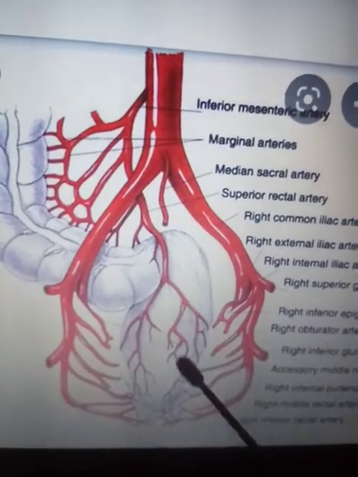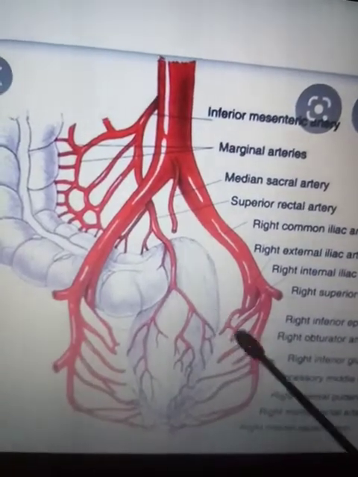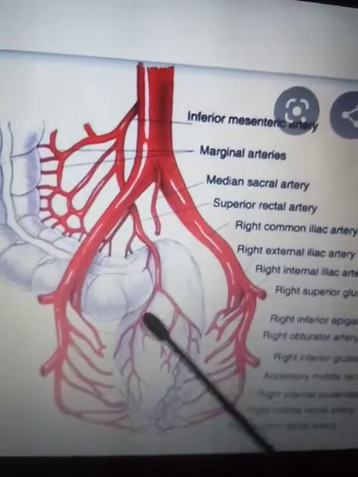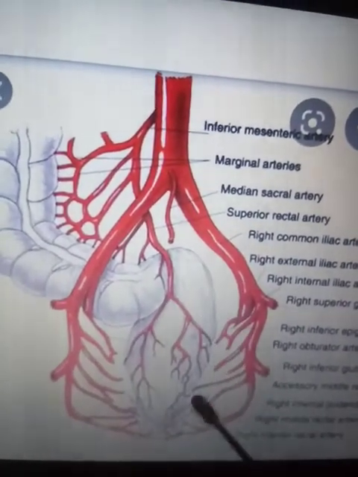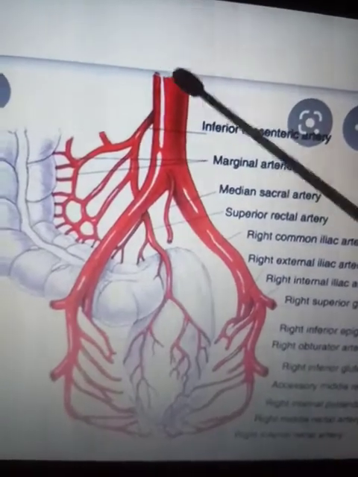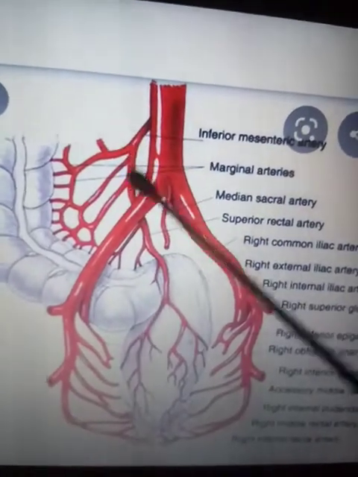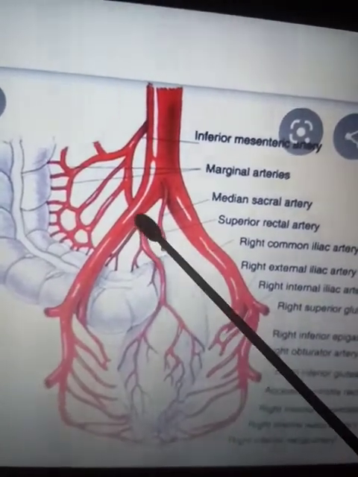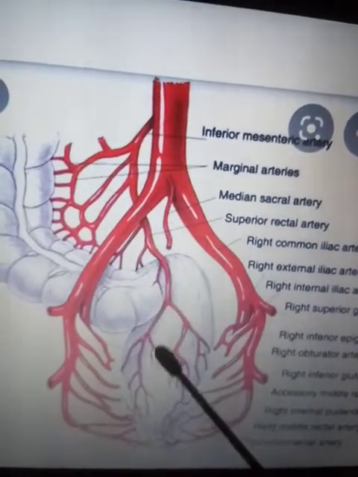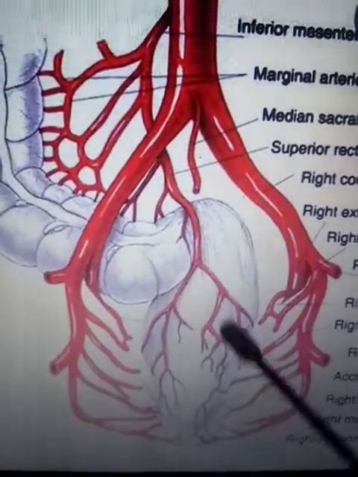It gives many branches up to the anal valves. In the anal canal there are valve-like structures, and it forms loops, anastomosis, there. See the blood supply of the rectum once more. This is your aorta. It gives the inferior mesenteric artery, which in turn gives another branch, the superior rectal artery, which further gives small branches that form the looped anastomosis in the anal valves.